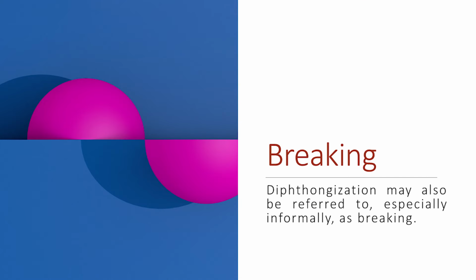Diphthongization is typically understood as a monophthong becoming a diphthong. That's why it's called breaking. So breaking is a less technical term for the word diphthongization.